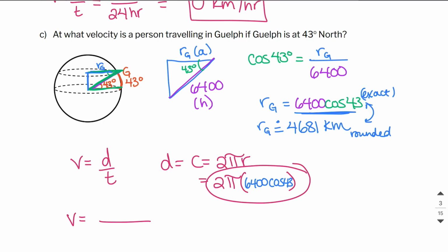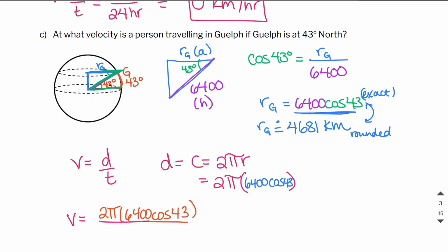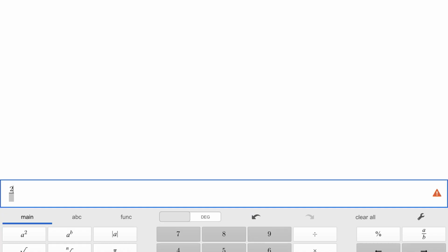So remember, it's the distance, which is this. I'm not going to even type that into my calculator right now. I'm just going to say 2 pi times 6,400 cosine of 43. And then I'm going to divide that by the time. It's still going to take 24 hours to complete a full revolution. So let's go ahead and type that into our calculator.